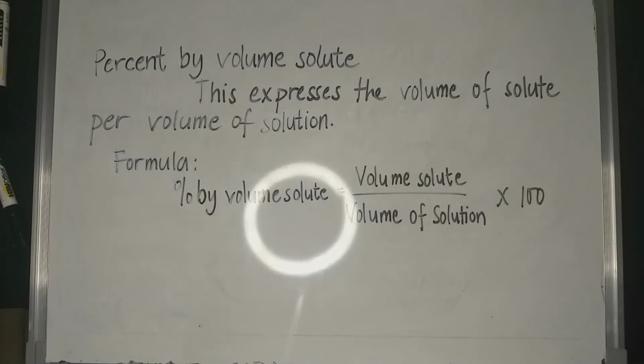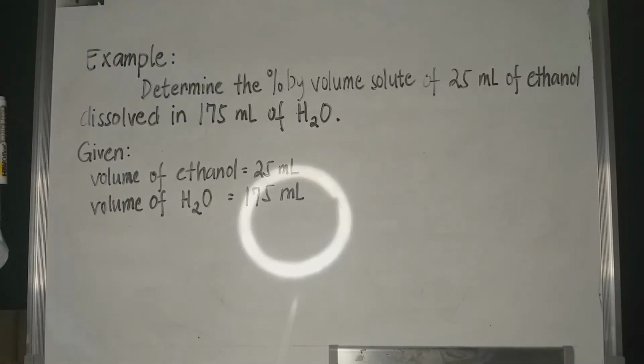So now let's proceed to the percent by volume solute. This expresses the volume of solute per volume of a solution. If the solution involves a solute and a solvent that are both liquids, then percent by volume is used instead of mass. The formula for percent by volume solute is volume solute divided by the volume of solution multiplied by 100. So let's take an example.